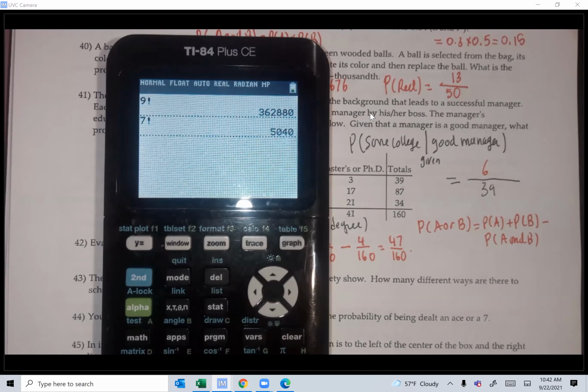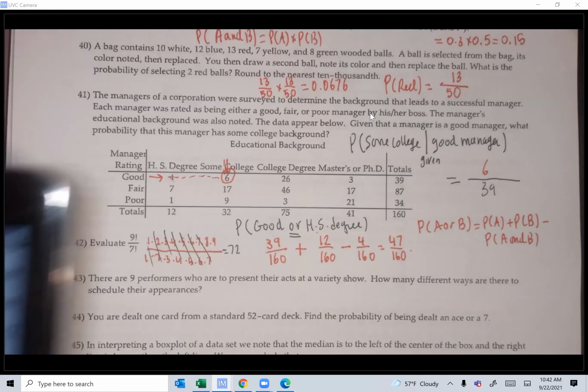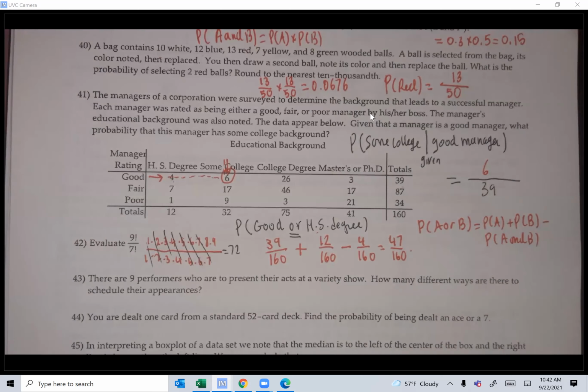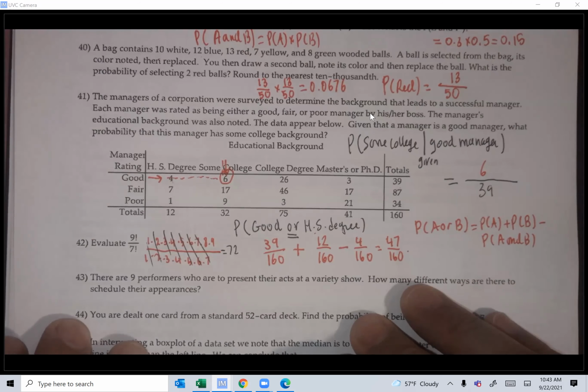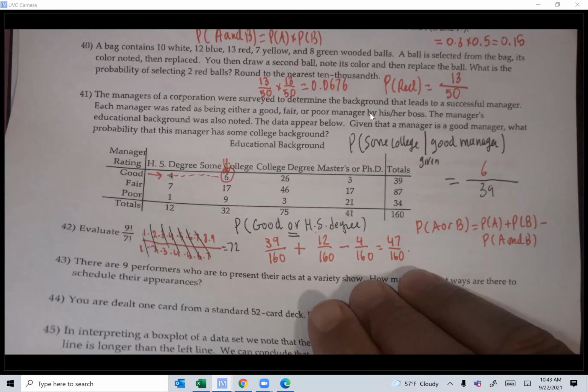And now take 362,880 divided by 5040. You get 72. That's another way to do it. 43. Let's see, do we have any more questions there?